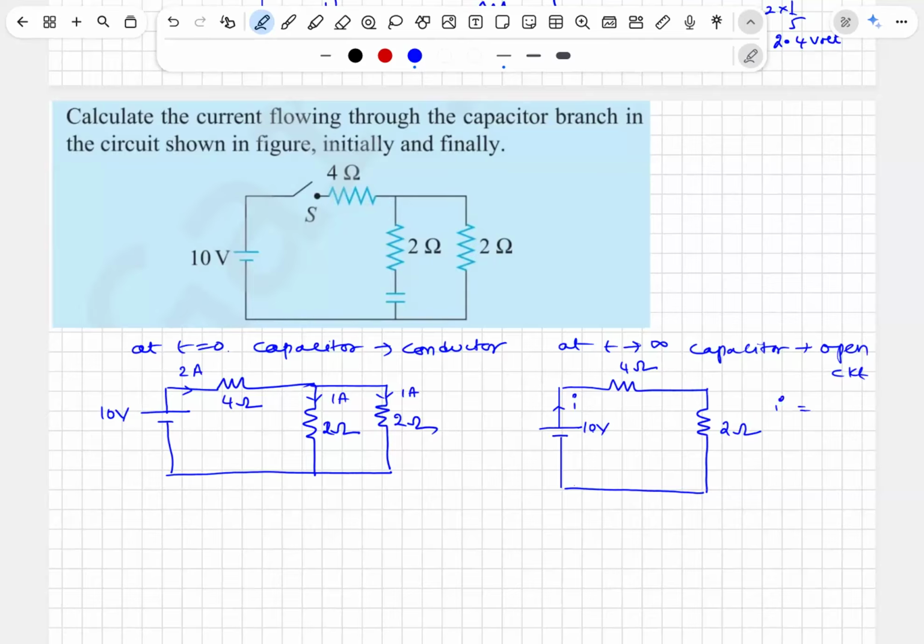The current is 5/3 amps and through the capacitor branch it is 0, but across a capacitor there is a charge. The potential drop across capacitor is nothing but I into 2, 10/3 volt. Any doubt? Even if you want, I can give charge also. Any doubt? Asking you again, do you have any doubt in this question? Sure, right?